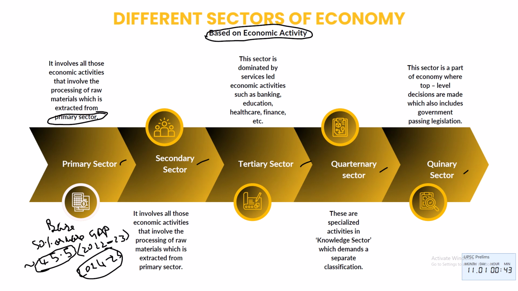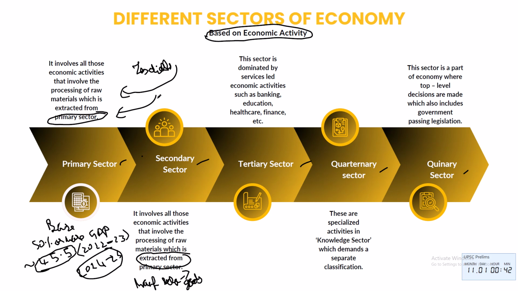Moving on to the secondary sector. It involves all the economic activities that involve the processing of raw materials which are extracted from the primary sector. It's also known as the manufacturing sector. See, it produces goods, not raw materials. For example, textile is produced from the raw materials given by the primary sector. Factories producing steel, chemicals, plastic, everything is got from the primary sector.